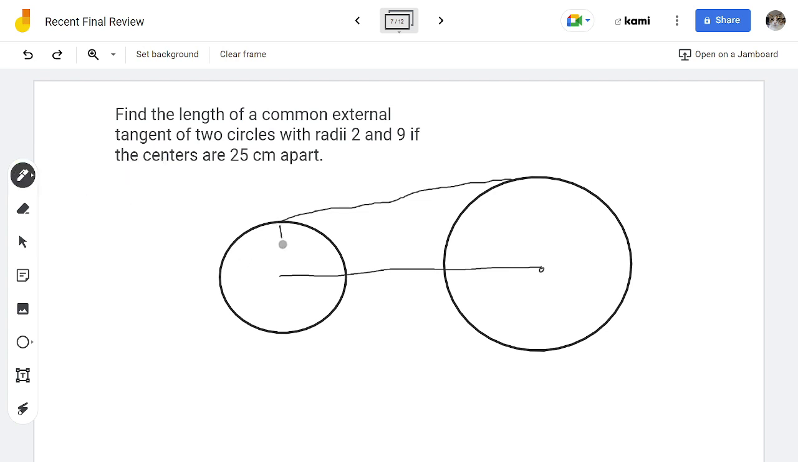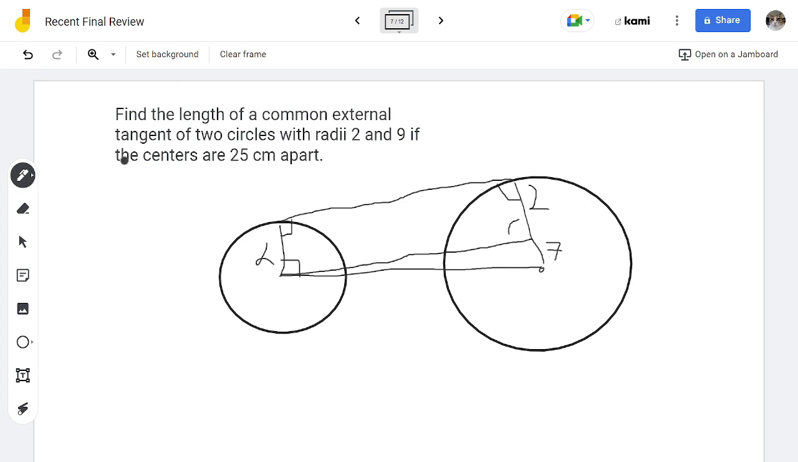So, you draw two radii, right? These are 90-degree angles. Always draw it parallel to that common external tangent. So we know the radius is 2 here. The radius will also be 2 here. This is a rectangle, right? They're parallel. And then which means this is 7.